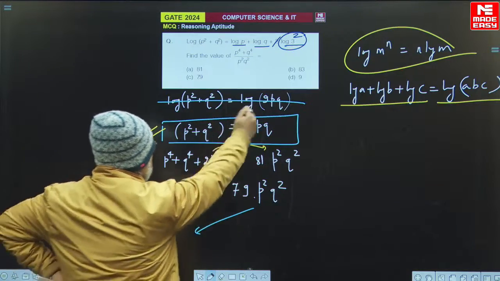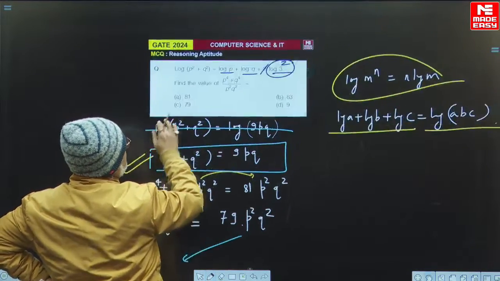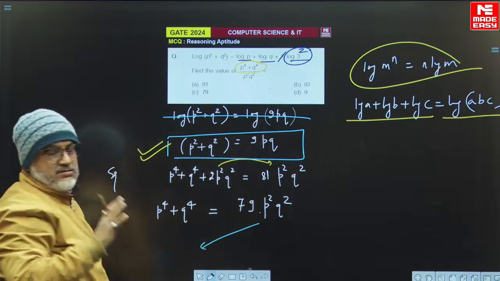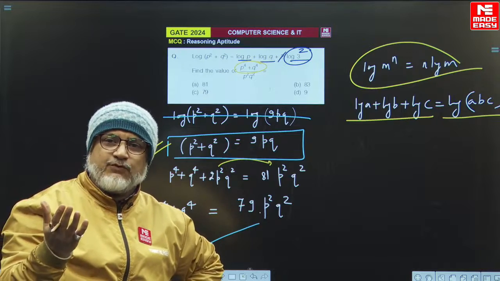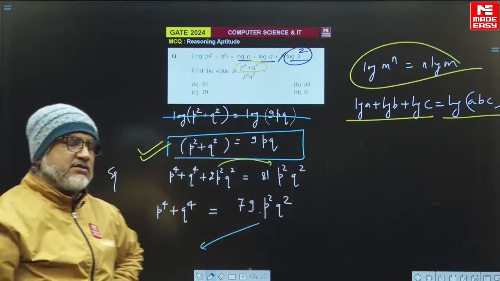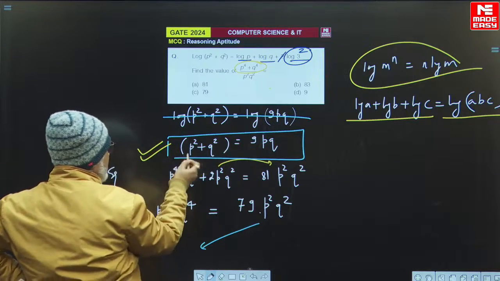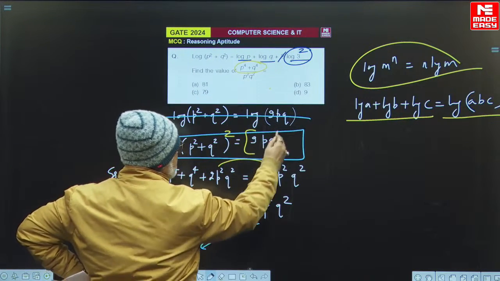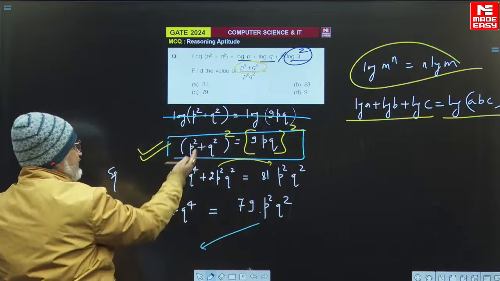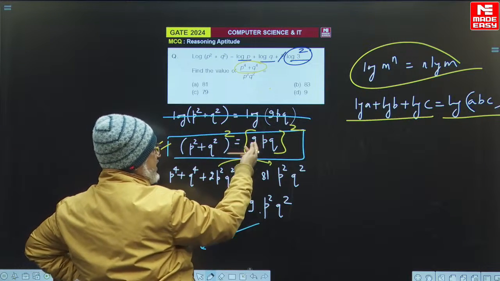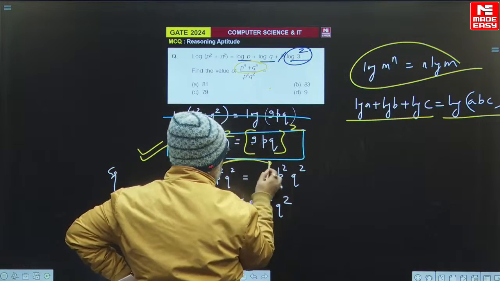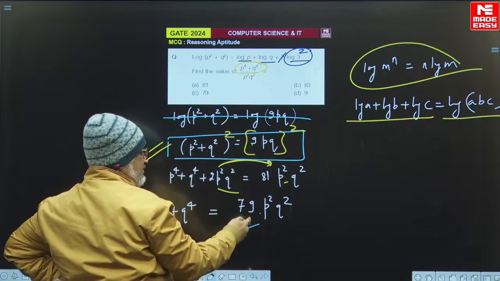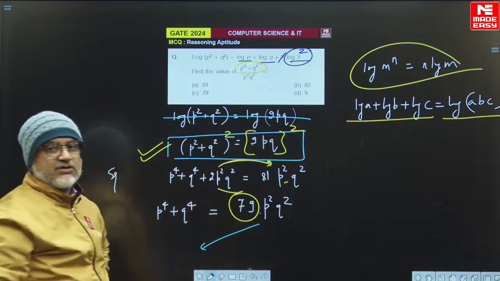Now let's see what happened. The question is asking for p4 plus q4, and then it has to be divided by something. In order to get p4 plus q4 from p square plus q square, we need to square both sides. We have p4 plus q4 plus 2p square q square is equal to 9 square, 81 into p square q square. Subtract: 81 p square q square minus 2 p square q square will be 79 p square q square. I hope we are through with the question.